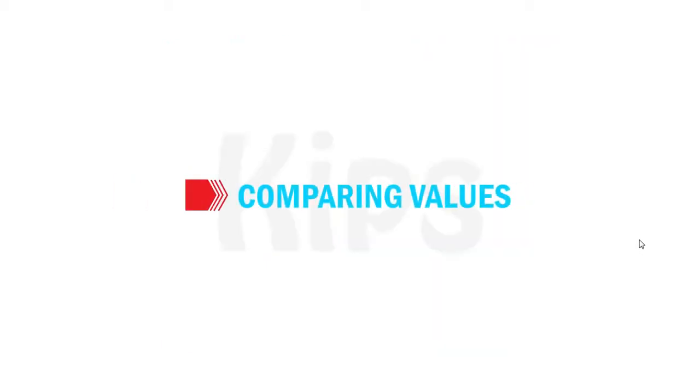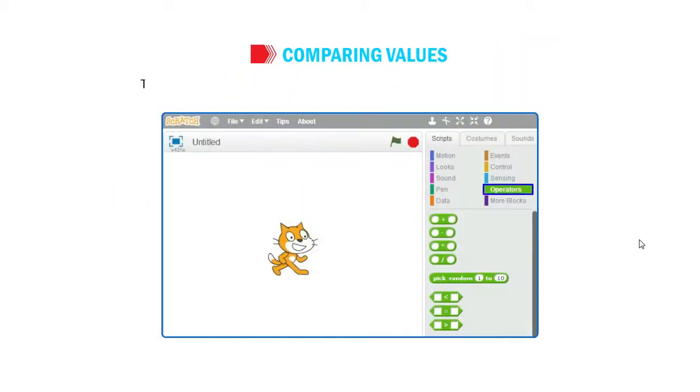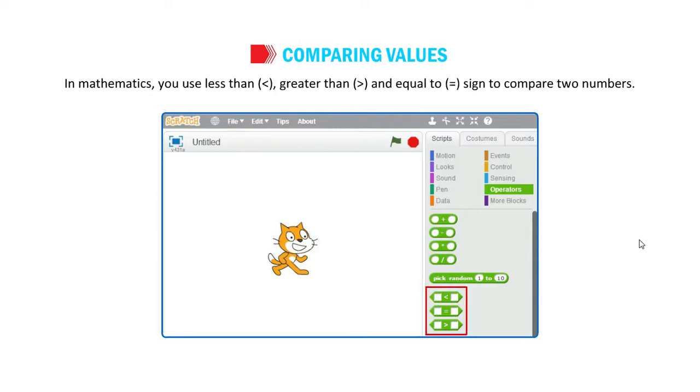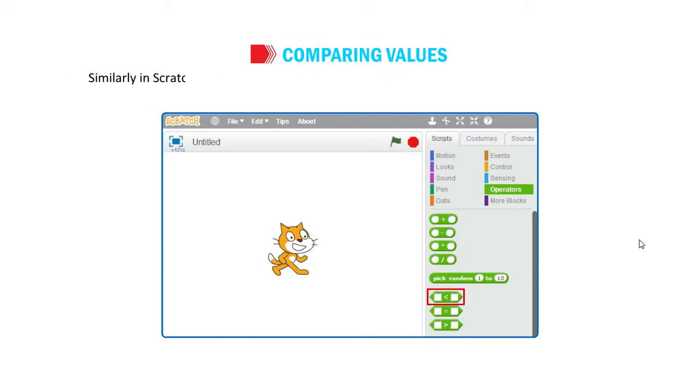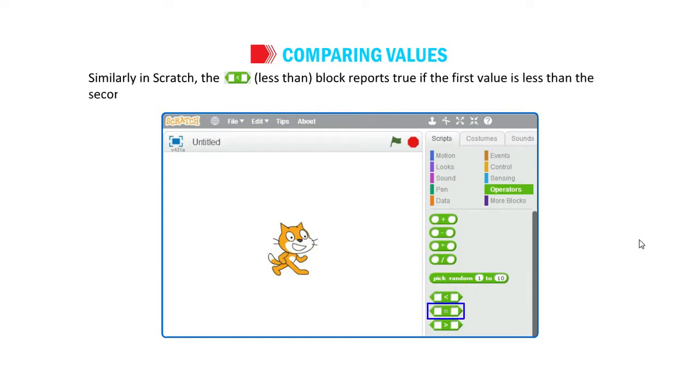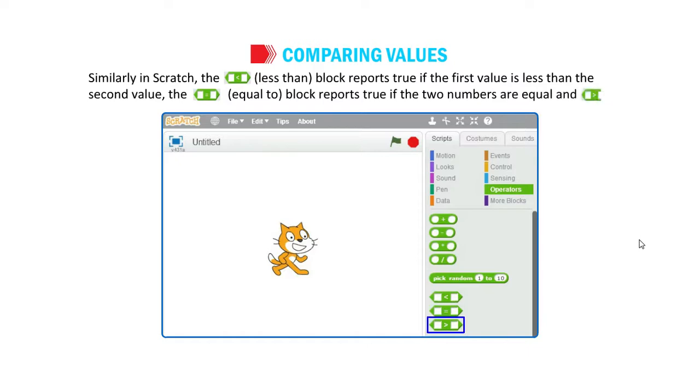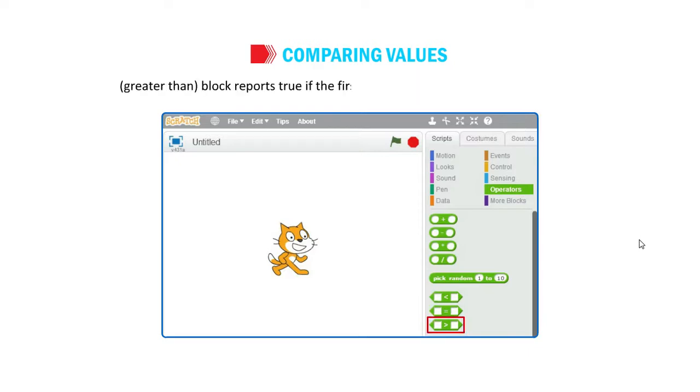Okay, now let us learn how to compare values. The operators block palette also includes blocks to compare the numbers. In mathematics, you use less than, greater than, and equal to sign to compare two numbers. Similarly, in Scratch, the less than block reports true if the first value is less than the second value. The equal to block reports true if the two numbers are equal, and greater than block reports true if the first value is greater than the second value. These blocks are known as comparison blocks.